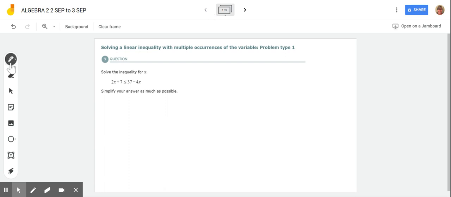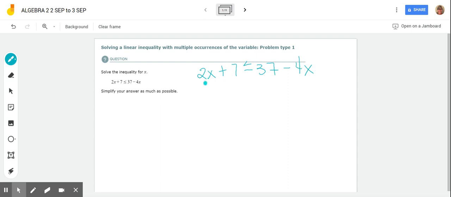First one. All you need to do, this is just simply another inequality where you need to pay attention to the rule that if you multiply or divide by a negative number, you must switch the inequality. Okay, so I'm trying to situate my computer. Sorry. Okay, here we go. So 2x plus 7 less than or equal to 37 minus 4x.